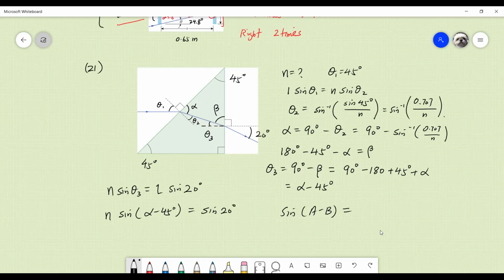You should remember that. Sine A plus B will be sine A cosine B, just follow the sine, plus cosine A sine B. If you have cosine A plus B, then you have cosine A cosine B, and then the sign will reverse, minus sine A sine B. Are you with me?